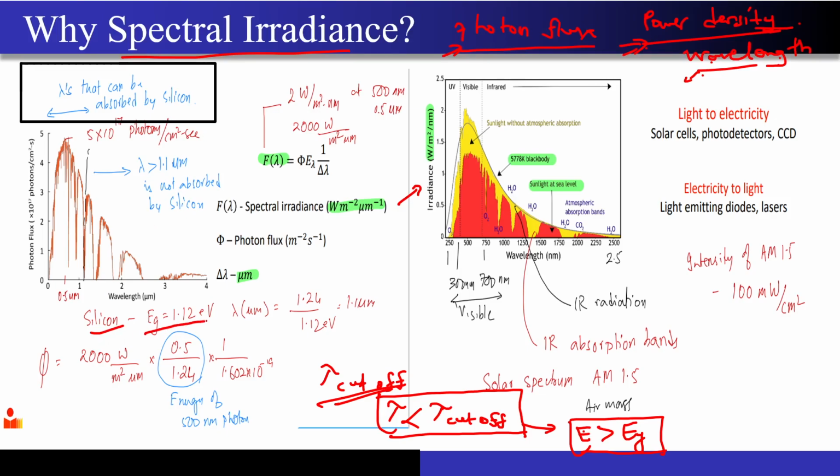It is 1.12 electron volt. So the lambda cutoff is 1.1 micrometer. Only those photons which have a wavelength lesser than 1.1 micrometer will get absorbed. That is why sir has drawn a line over here. Only photons which are present in this region are going to get absorbed. The other part is not of relevance.